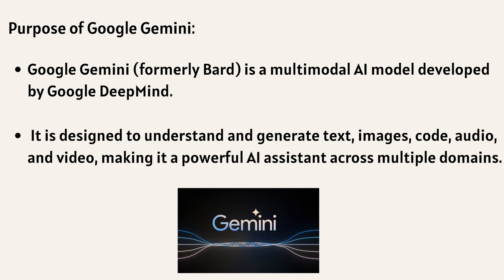Purpose of Google Gemini. Google developed this AI model to create a powerful multimodal assistant that can handle a variety of tasks efficiently. Also, unlike traditional AI models that focus only on text, Google Gemini is designed to understand and generate text, images, audio, video, and even code. This makes it a strong competitor in the AI landscape, providing advanced assistance across multiple fields, including education, content creation, and software development.